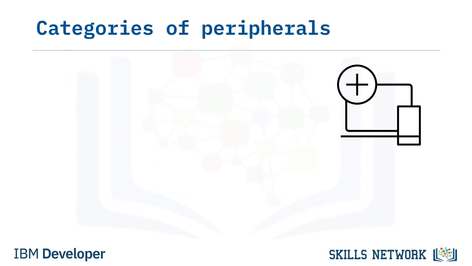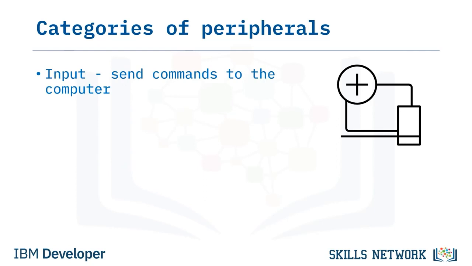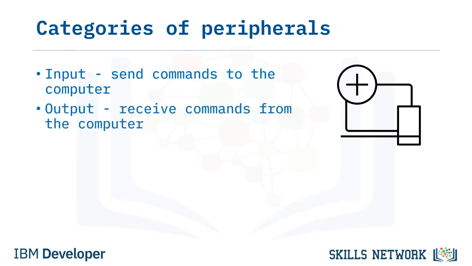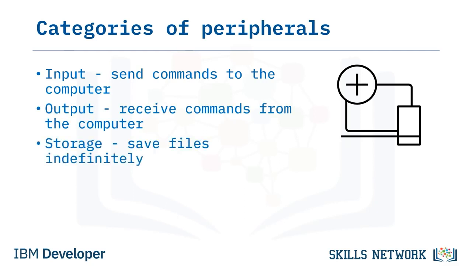There are three kinds of peripherals: input devices, which send commands and data to the computer; output devices, which receive commands from the computer; and storage devices, which are a type of permanent memory for files you want to keep indefinitely.